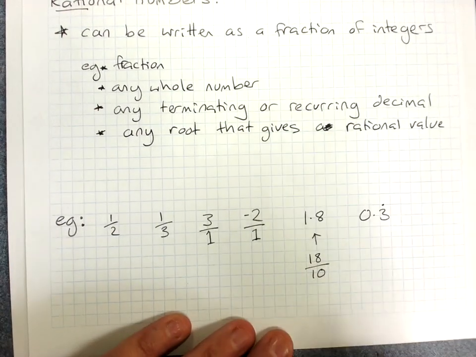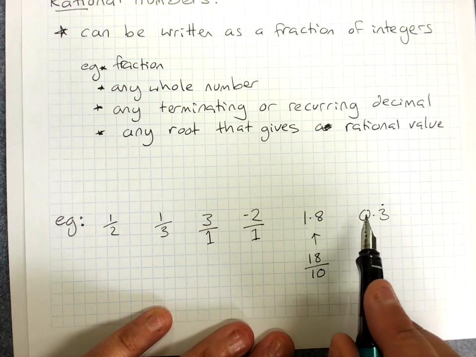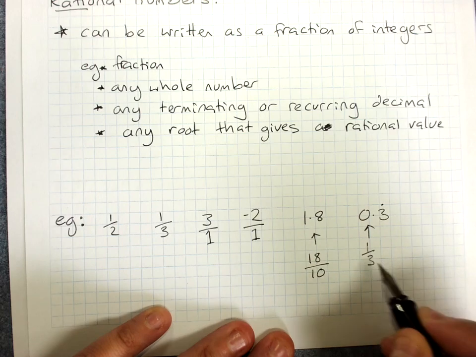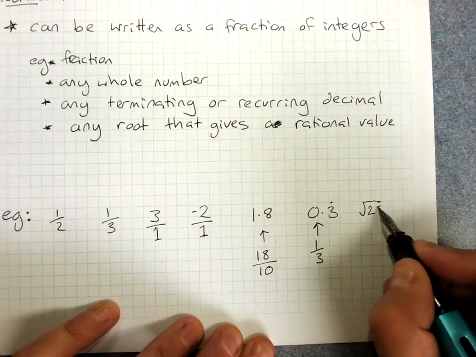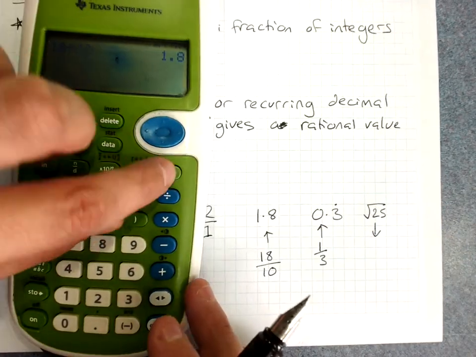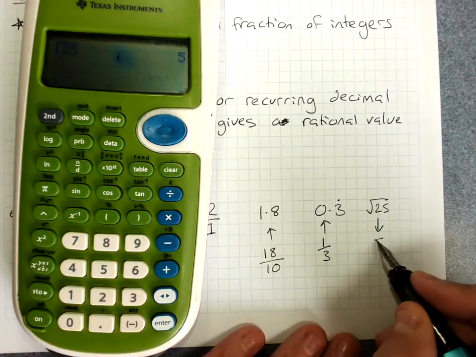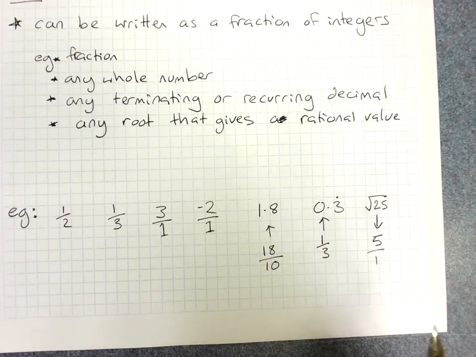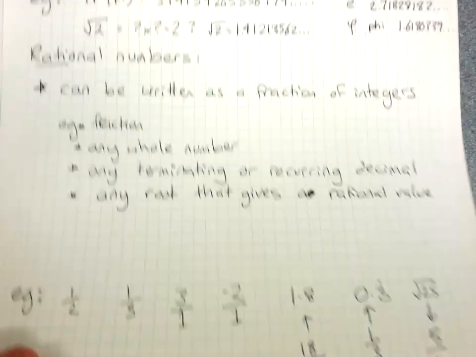0.3 recurring. We'll go through later as an extension how I would change that into a fraction, but you should remember from last lesson that's 1 over 3. It's a fraction. The square root of 25 is asking what number squared gives me 25. If you're not sure, grab your calculator. Square root of 25 is 5, which means 5 over 1. It's a fraction. So any rational number can be written as a fraction of whole numbers.